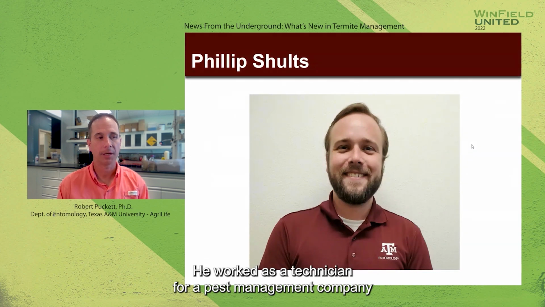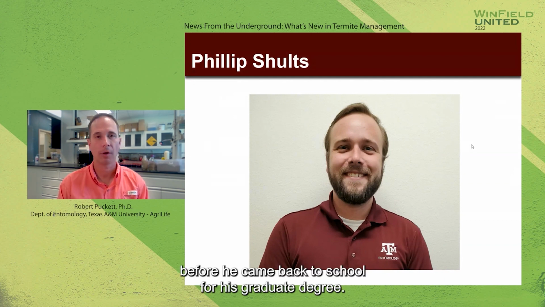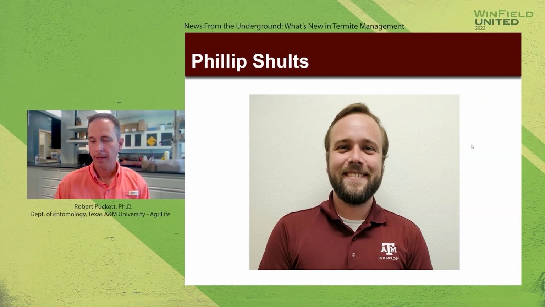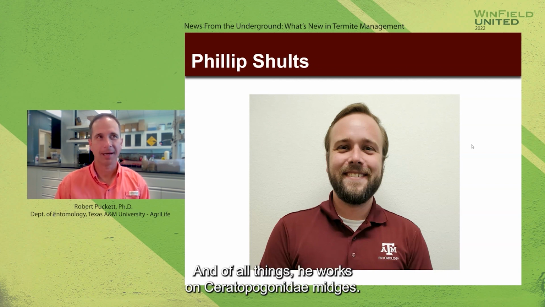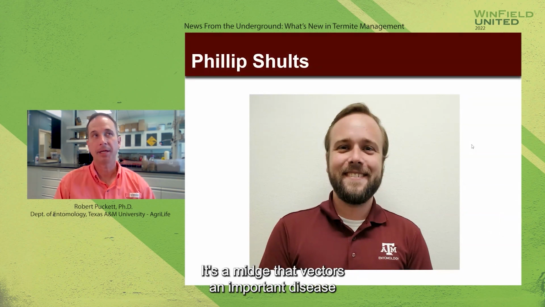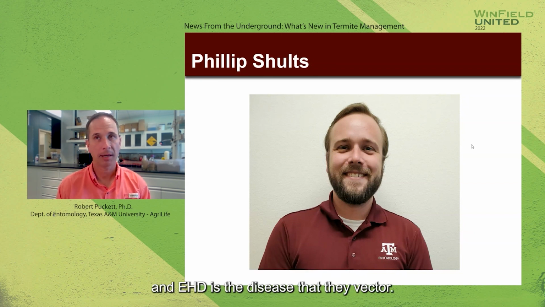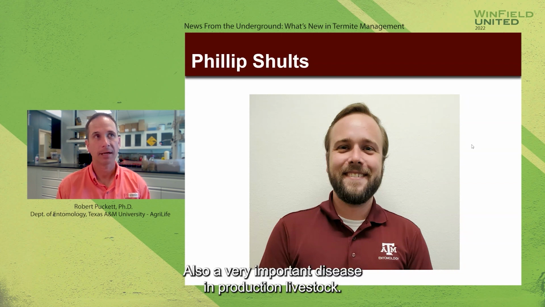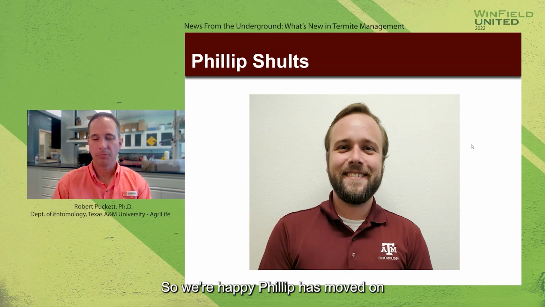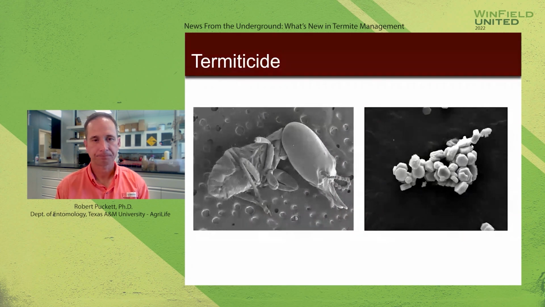He worked as a technician for a pest management company down in Houston for many years before he came back to school for his graduate degree. He's now at the USDA, and of all things, he works on ceratopogonid midges. That was the focus of his PhD research. It's a midge that vectors an important disease of white-tailed deer in the United States, bluetongue, and EHD is the disease that they vector. Also a very important disease in production livestock. So we're happy Phillip has moved on to very important research in a whole different system. But anyway, before he left us, he carried out a lot of projects that I'm going to describe here for you.